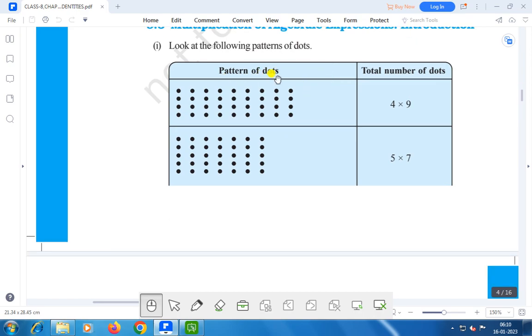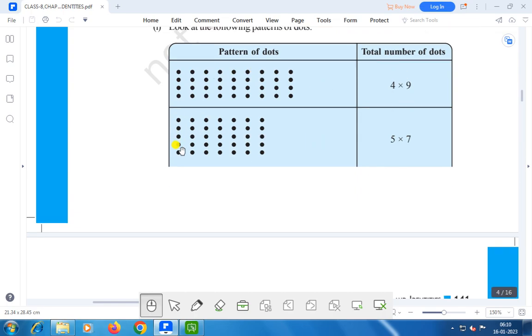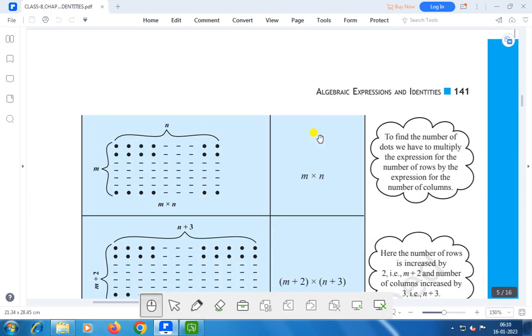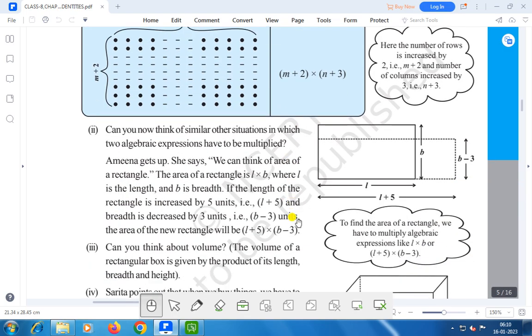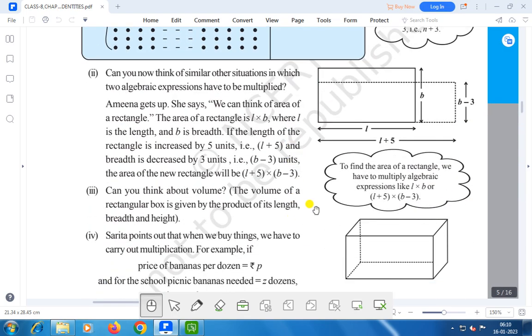Here is a pattern of dots: 1, 2, 3, 4 and 1, 2, 3, 4, 5, 6, 7, 8, 9. That is 4 into 9. Here it is 5 into 7, the number of dots. Here also m into n, right? And here also m plus 2 and n plus 3, that is (m plus 2) into (n plus 3). This way you can multiply.